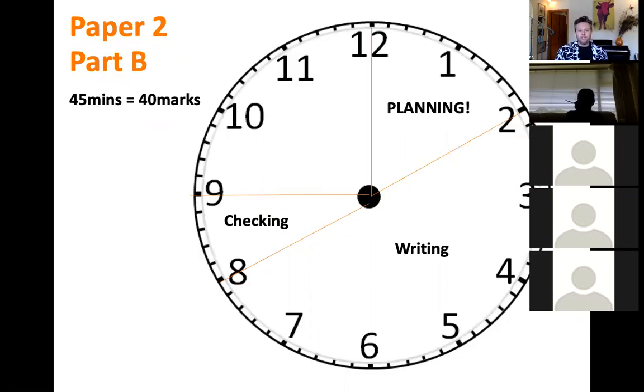Before we go on, has anyone got any questions on the timing element before we move on to skills? No, great. We're going to press on to skills.